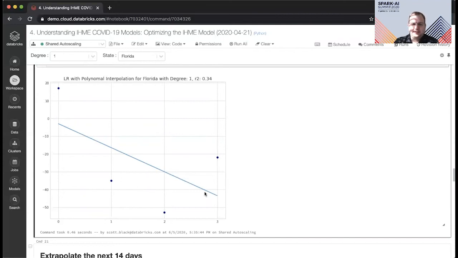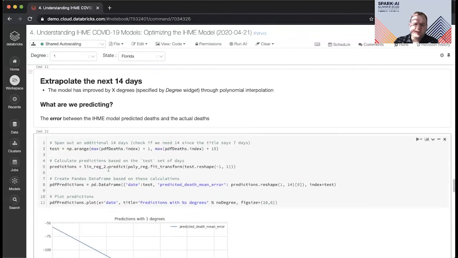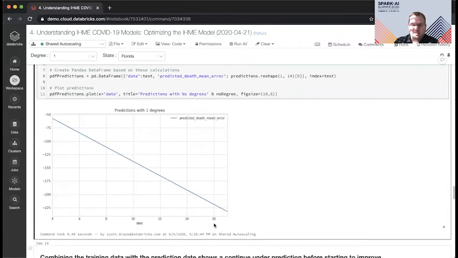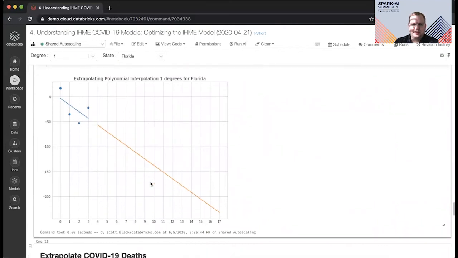So let's combine it with the next 14 days. We're going to take the next 14 days and fit it to our model to make predictions. And then there we go. Clearly, as we go out into the future, our model is predicting that the error rate will only continue to get larger and larger, to the point where towards the end we're predicting that the original model will be off by over 225 deaths. So we take this and combine it with our training data set and our predictions, just to give a single consolidated view of our training data set and our predictions.